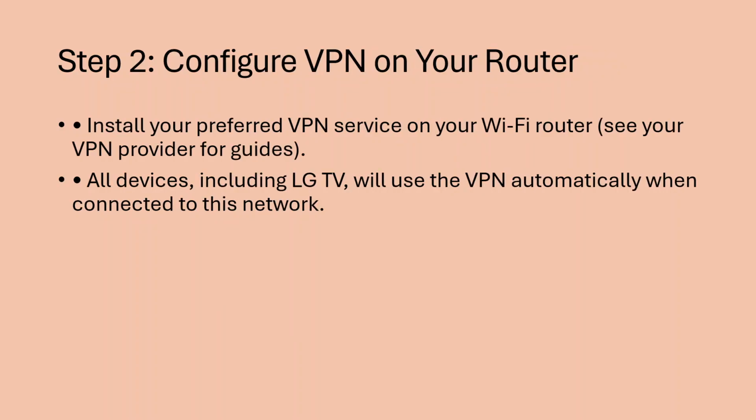Step 2. Configure VPN on your router. Install your preferred VPN service on your Wi-Fi router. See your VPN provider for guides. All devices, including LG TV, will use the VPN automatically when connected to this network.